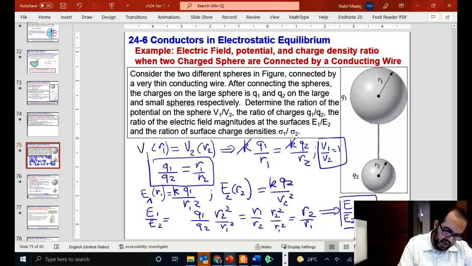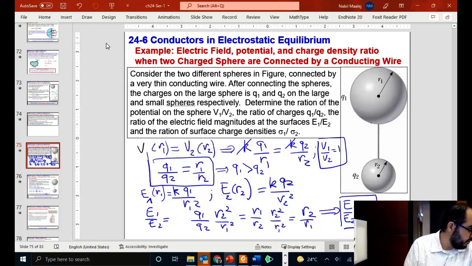Okay, so we have determined that Q1 is larger than Q2, and we can determine from this that E1 over E2 is the smaller radius divided by the larger radius. That means E1 is less than E2. Yes, so E1 is less than E2, the electric field at the surface.